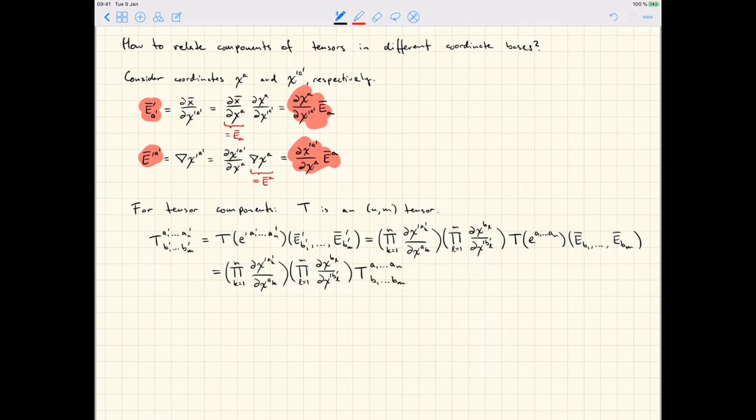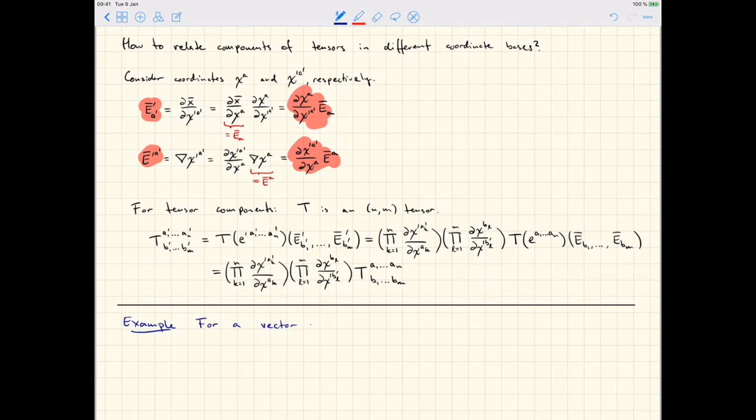And this therefore tells us how the tensor components in the unprimed coordinate system relate to the tensor components in the primed coordinate system. As an example, let's consider vectors, which we will here consider as type (1, 0) tensors. That is, we will write them in terms of the tangent vector basis. A vector v can then be expressed as v^a multiplied by the tangent basis vector e_a, or equivalently in the primed coordinate system as v^{a'} e'_{a'}.